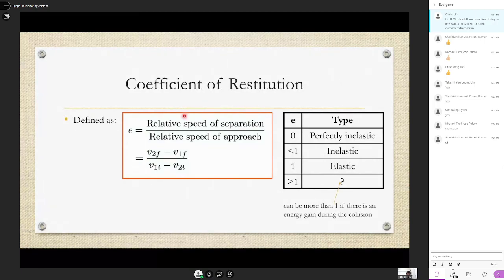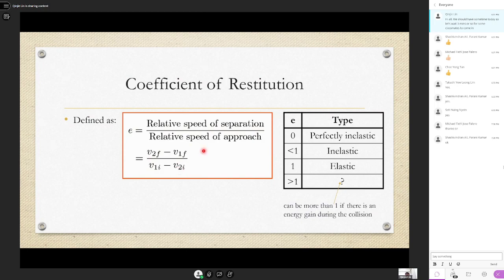And then we come to this term called the coefficient of restitution. Basically, it's just another definition. So what is this coefficient of restitution? It's defined by this: E equals the relative speed of separation divided by the relative speed of approach. If you write it out in maths, it will look like this: V2F minus V1F divided by V1I minus V2I.